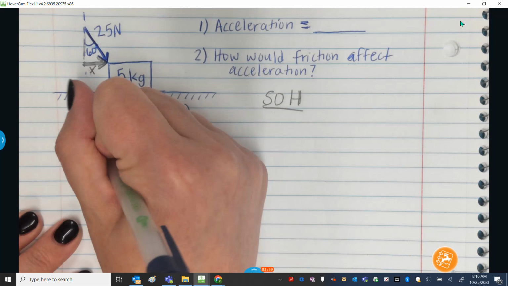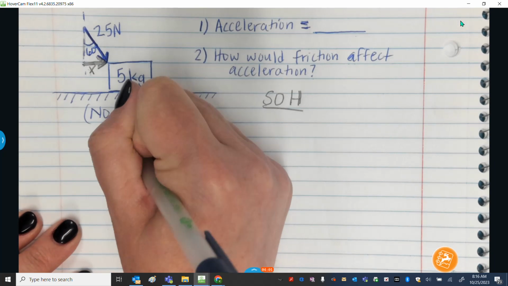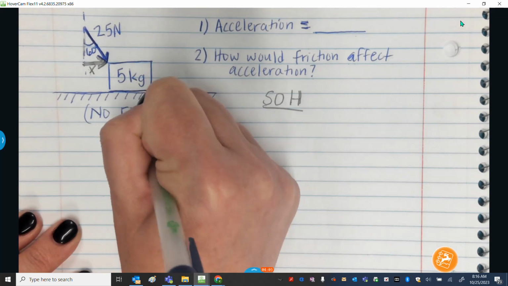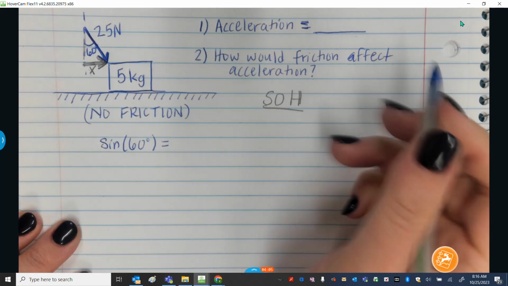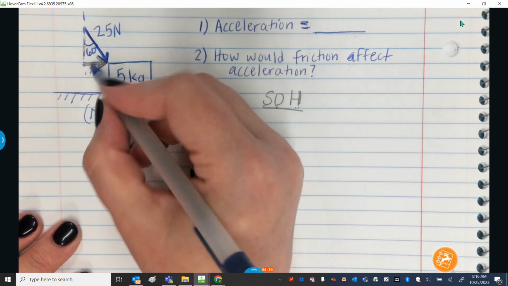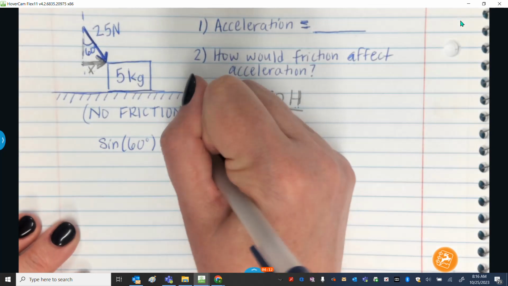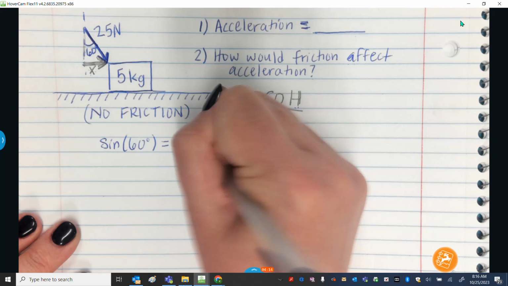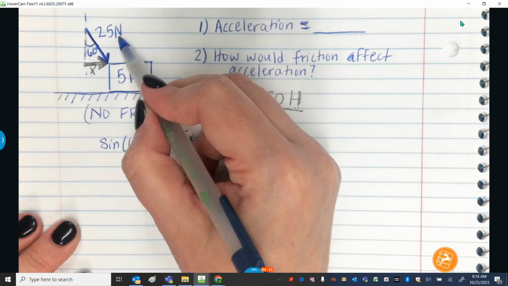So let's go ahead and do that. The sine of our angle, which is 60 degrees in this question, is equal to opposite over hypotenuse. Again, the SO in SOHCAHTOA. Opposite my angle is my x component of my force, and then my hypotenuse is this one, 25.